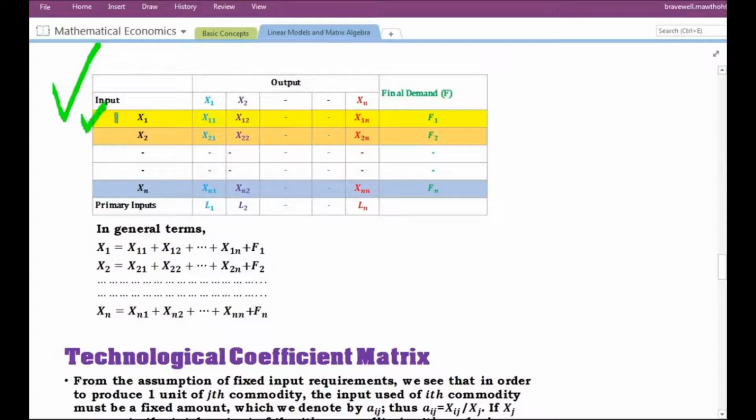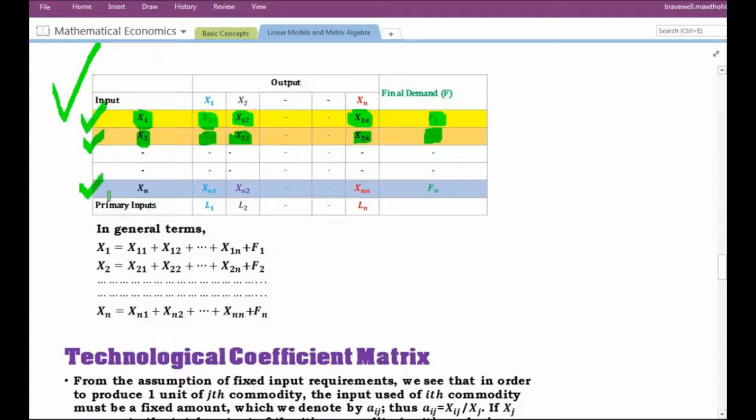Now this row tells us that the output of the first industry is being demanded as input in the first industry, that is itself, by the second industry and by the nth industry. Part of the output of the first industry is also being demanded as final good by consumers. Again, this row tells us that the output of the second industry is being demanded as intermediate input by the first industry, by the second industry, that is itself, and by the nth industry. Part of output of the second industry is also being demanded as final good by consumers.